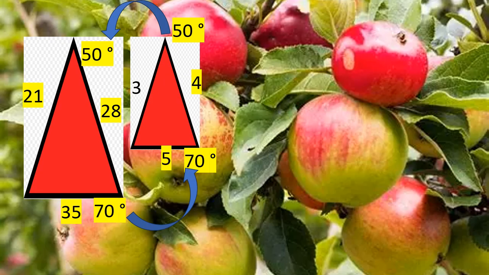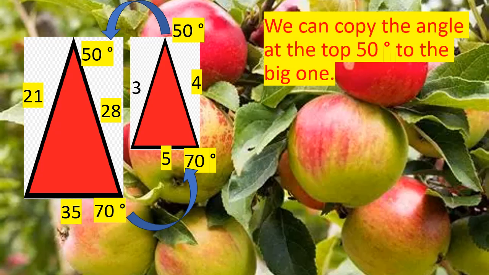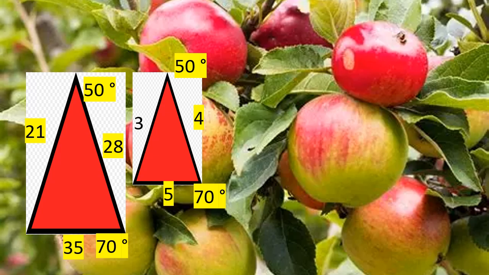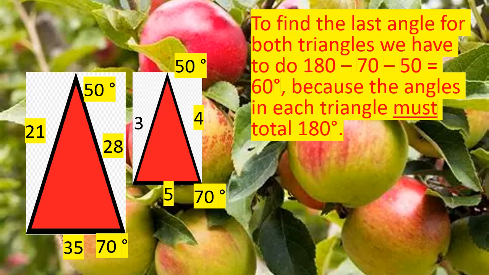Okay, so now we need the angles. We can copy the 50-degree angle at the top to the big one, and then the 70-degree angle from the big one to the small one. So to find the last angle for both triangles, we have to do 180, the total for all the angles, minus 70 minus 50 equals 60, because the angles must equal 180.